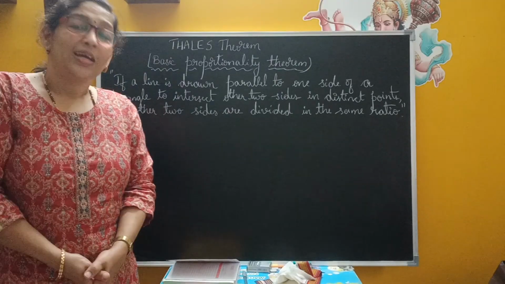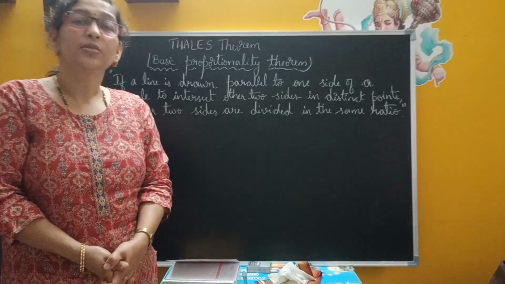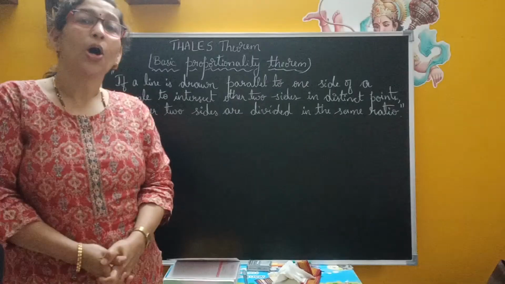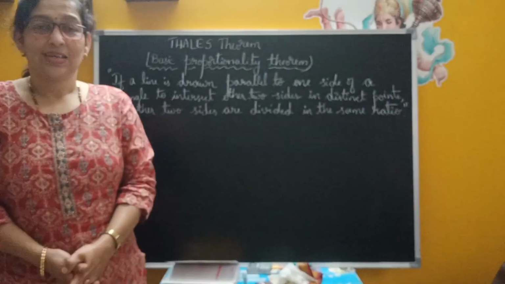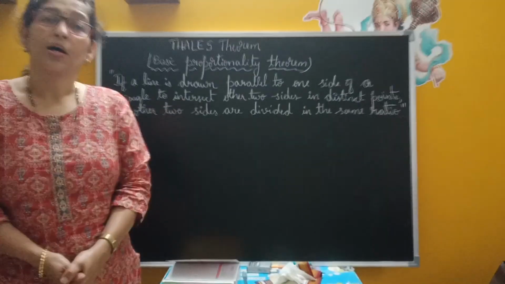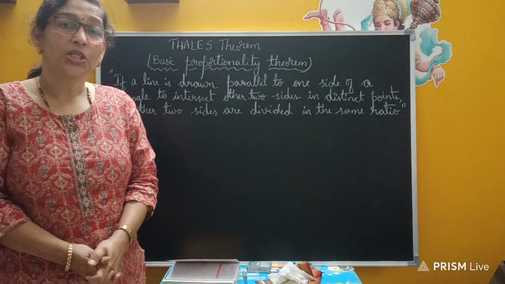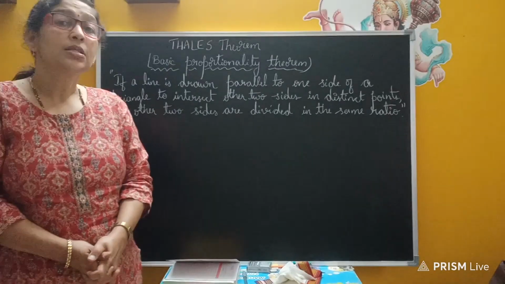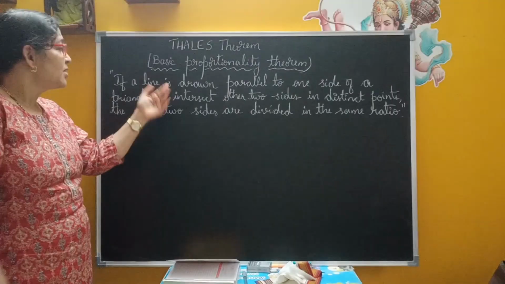Today's session, let us discuss one of the important theorems in the chapter Similar Triangles, that is the Basic Proportionality Theorem, or we call it Thales theorem. Who is Thales? Thales is a Greek mathematician who invented this idea about similar triangles. So this theorem is named after that great mathematician, and we call the Basic Proportionality Theorem as Thales theorem. First, let us see what the statement is.